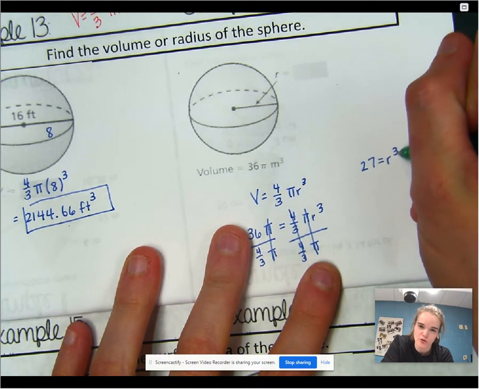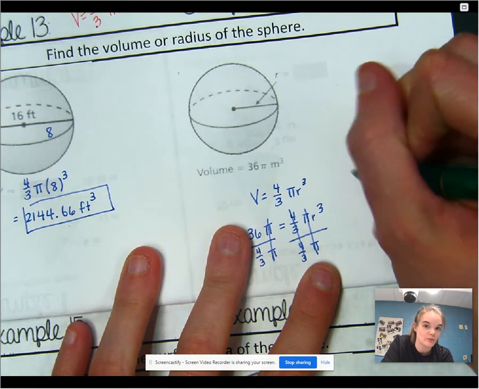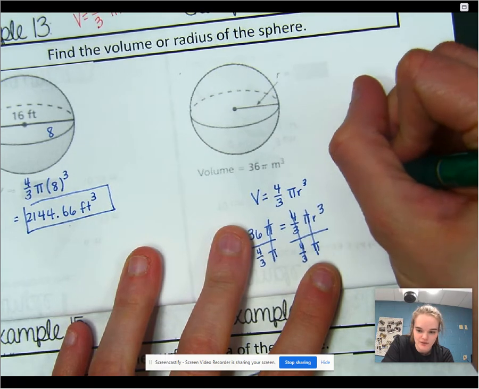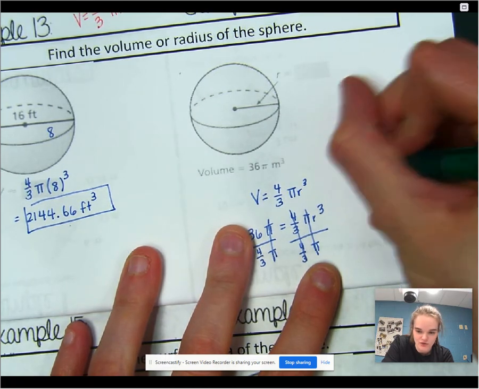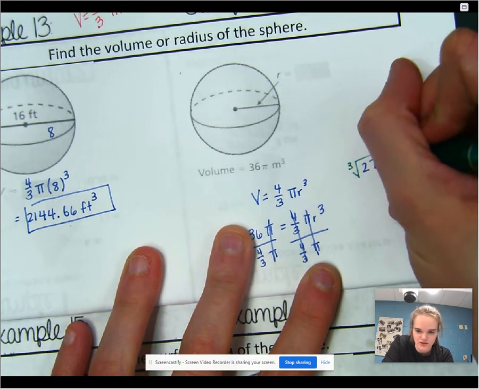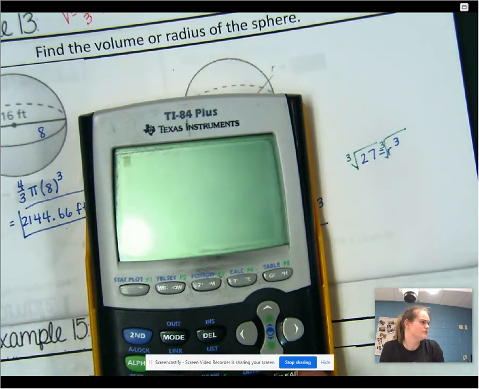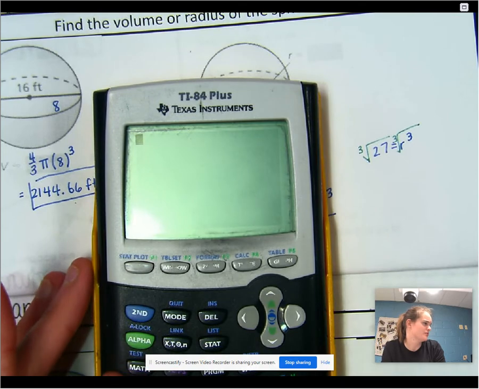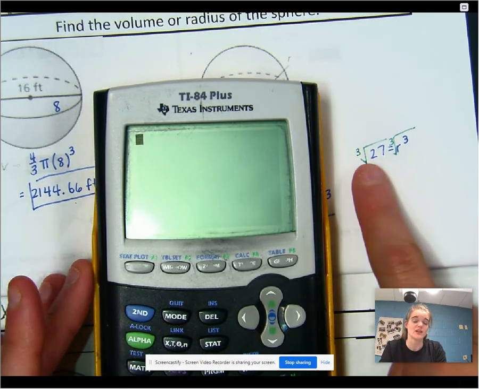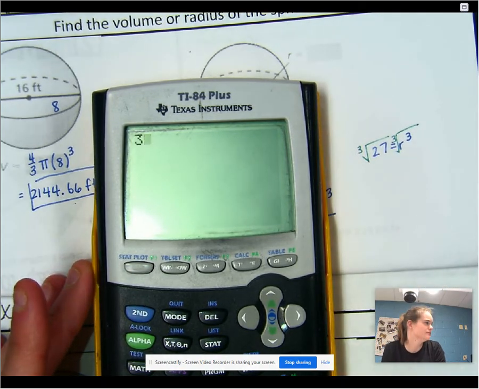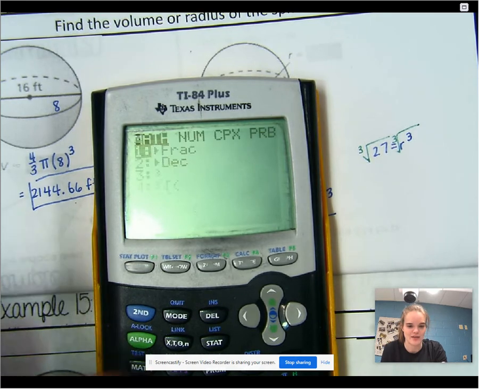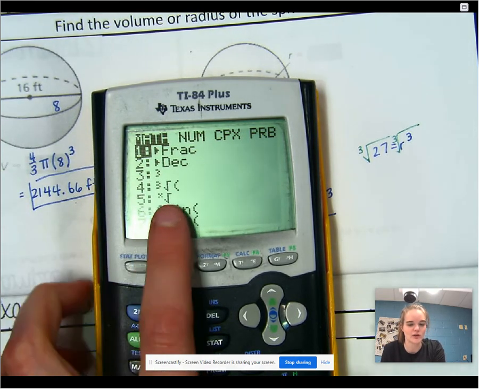You see how this is to the third power? Well, if it was to the second power, we would take the square root, right? Well, we have to take the third root to find out what r actually is. I'm going to show you how to find that on your calculator. On your calculator, the third root, you press math. Actually, it's the third root, so we're going to press 3. Then we're going to press math, and you are looking for number 5 down here.